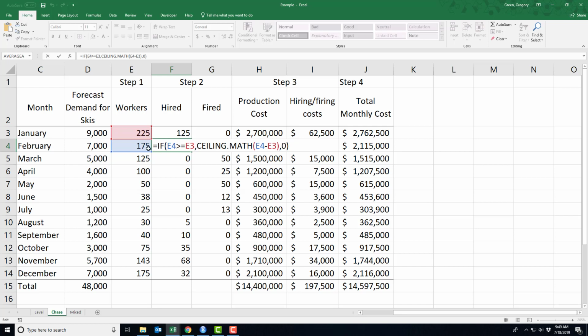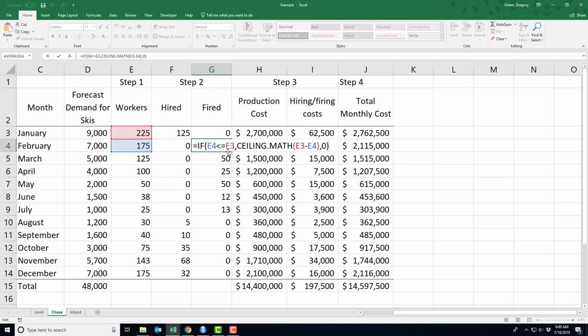So just asking, is 175 bigger than 225? The answer is no. So I'm going to need to hire no one. That's what my if statement says. This is not true, so 0. Okay. Now check the fired. Well, what if 175 is a smaller number than 225? Well, if that's the case, then the difference between these two numbers, E3 minus E4, is the number of people I need to lay off.